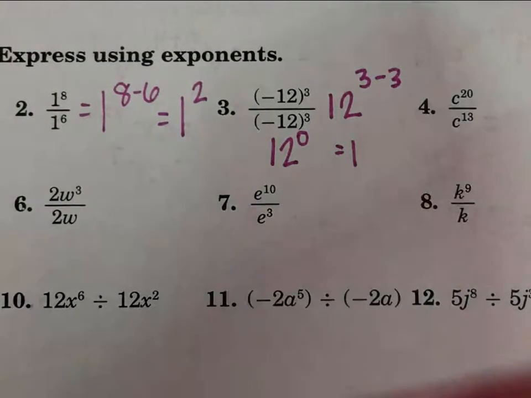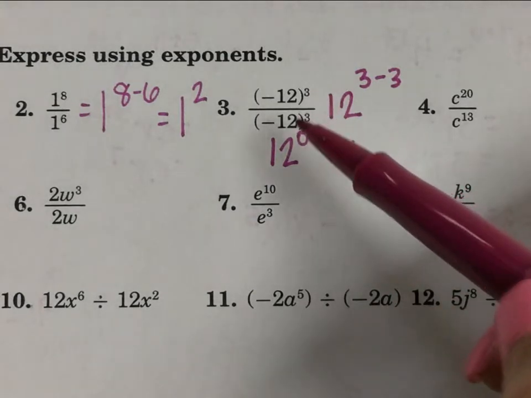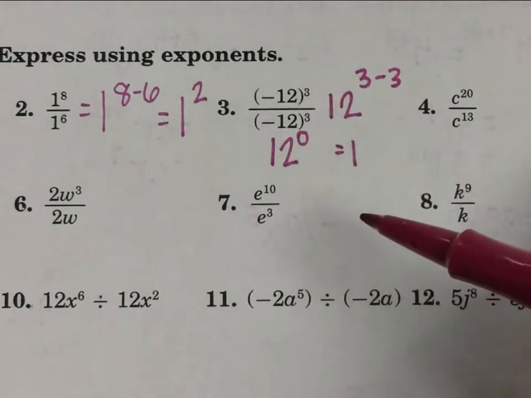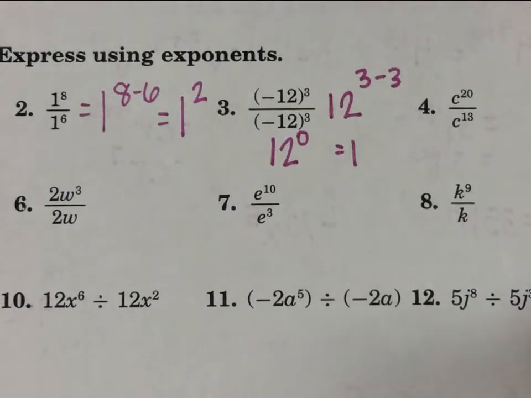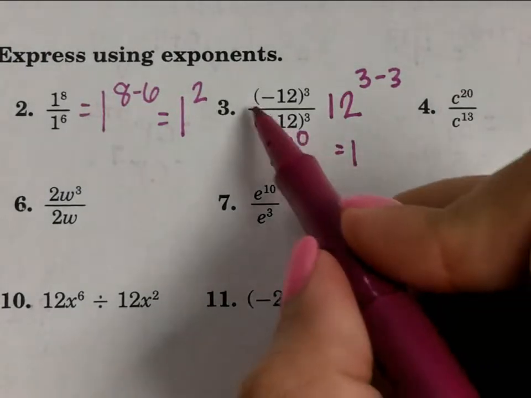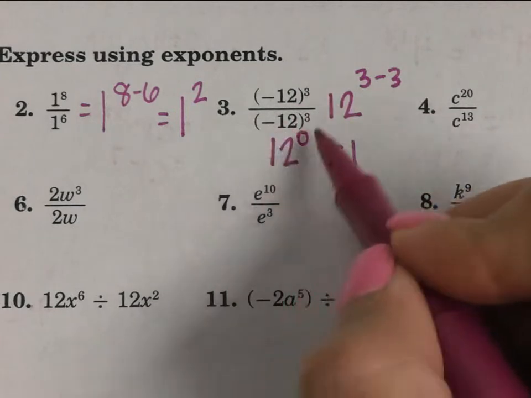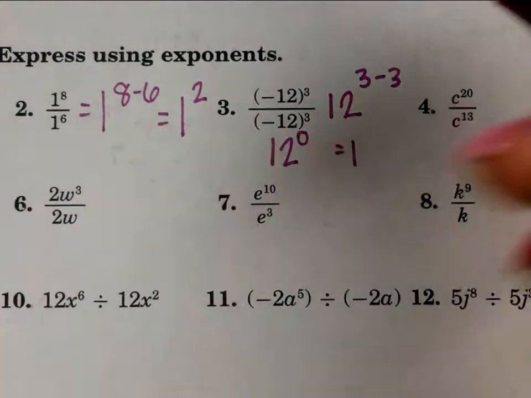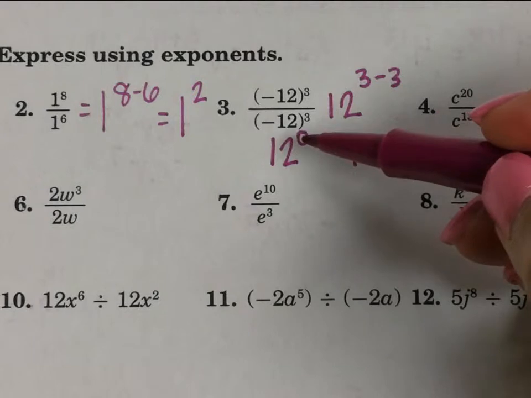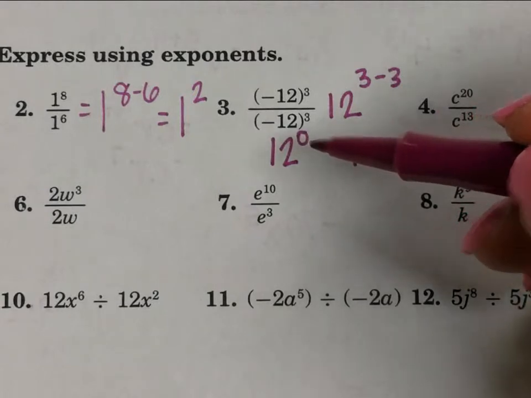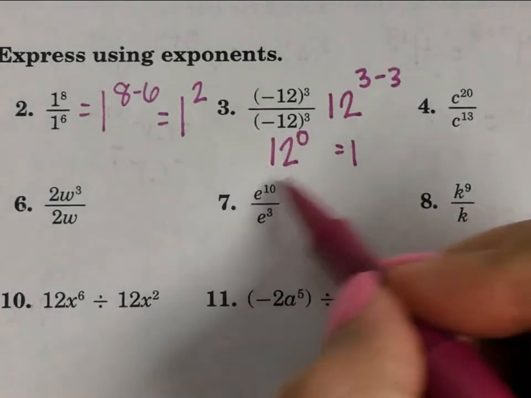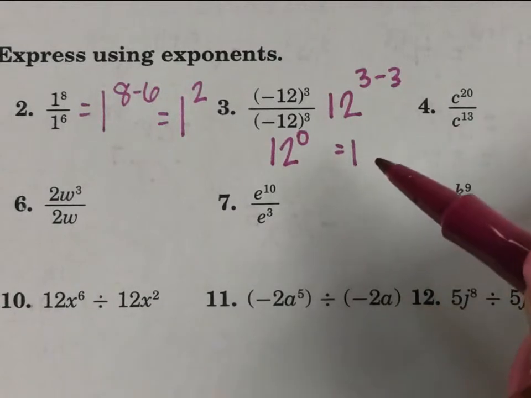Which, you could already look at that and tell, because what if I had 2 divided by 2, what would that give me? 1. What if I had 20 divided by 20? 1. Is negative 12 cubed the same as negative 12 cubed? Yes. So you're dividing the same thing by itself, so it has to give you what? 1. So therefore, 12 to the 0, which equals 1, makes perfect sense.